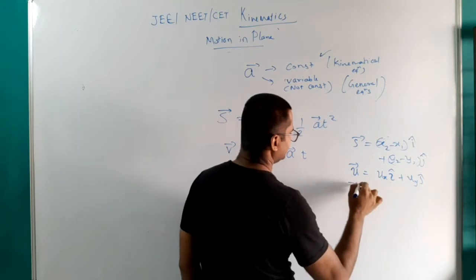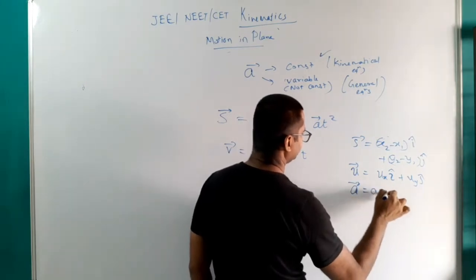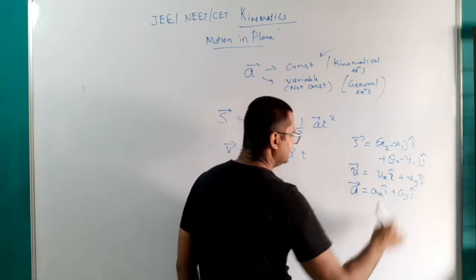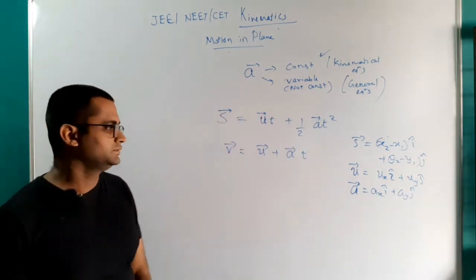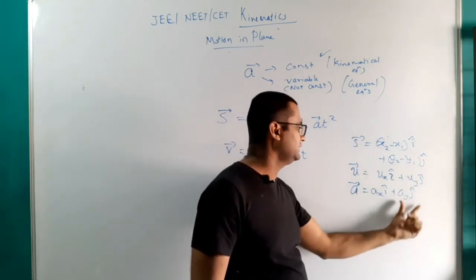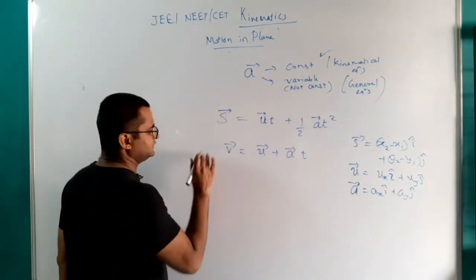And the acceleration can be written as ax i plus ay j. Remember these are values, but i and j are directions. So this is x component, x component, x component, y, y and y component. And the third equation is v bar square.